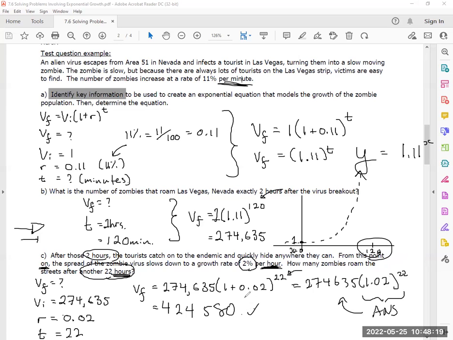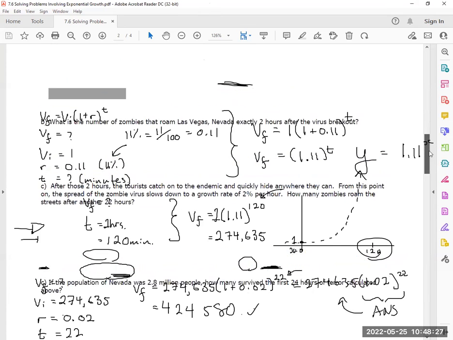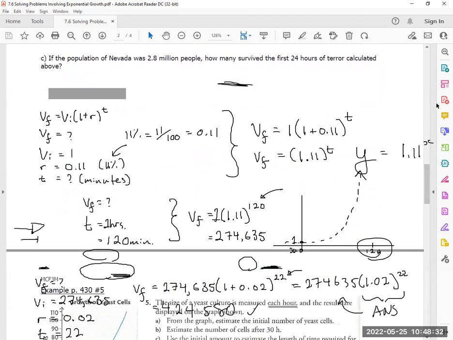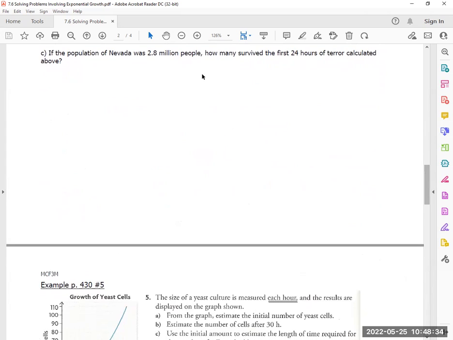Okay. I only have like another 10, 15 minutes with you. We spent a little too much time trying to find a number for our retirement. This is the last bit. Okay, someone hold that number for me. If the population of Nevada was 2.8 million people, how many people survived the first 24 hours? Well, 2,800,000 minus, what was it, 4,000 to 424,000?